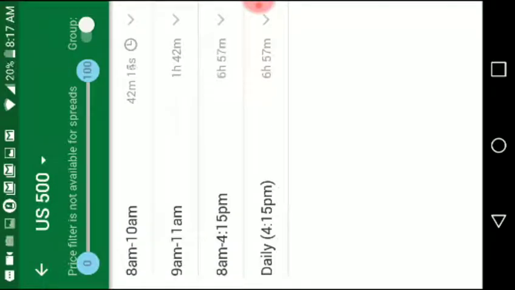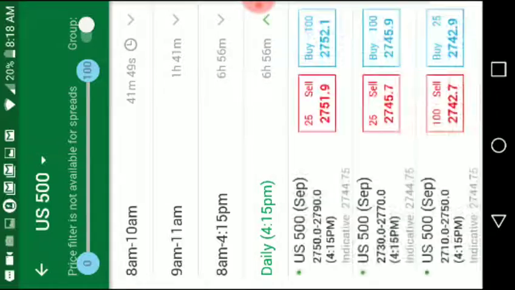Now, with spreads, time is of the essence. Timing is like everything else in life. Timing is what's important. You don't want to be too late, and you don't want to be too early. So right now, we want to give ourselves as much time as possible to be right. We were looking at, for the day, 4:15 p.m., 6 hours and 56 minutes. We will take that time slot.